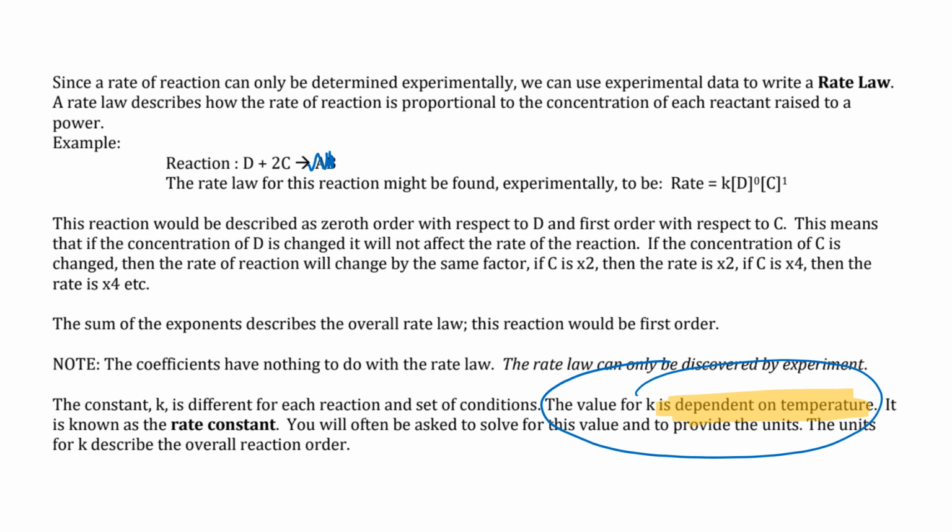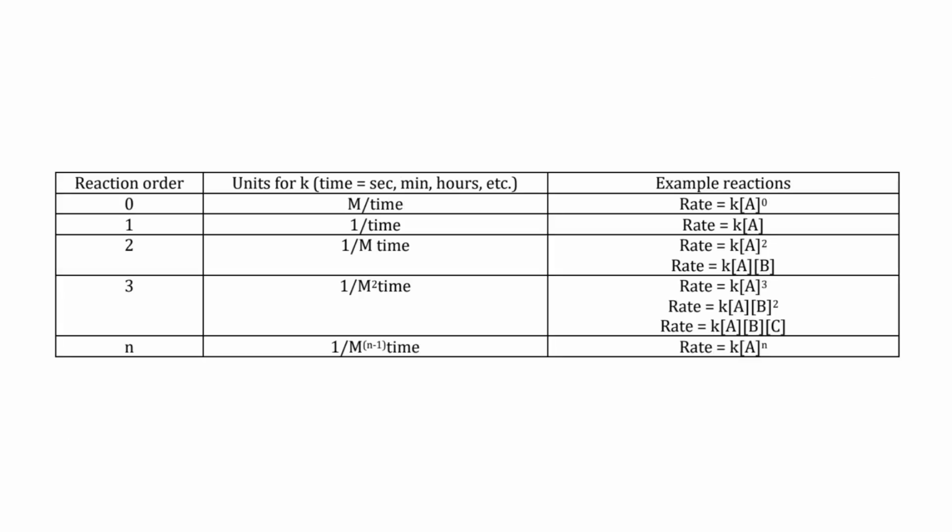So this rate constant, you will be asked to solve for frequently and be able to provide the units. If it's zero order, first, 1, 2, 3, and then whatever it is. Usually it'll be between 0 and 3. So the units are molarity over time for zero order. First order, 1 over time, whatever the time is. So seconds, minutes, hours.